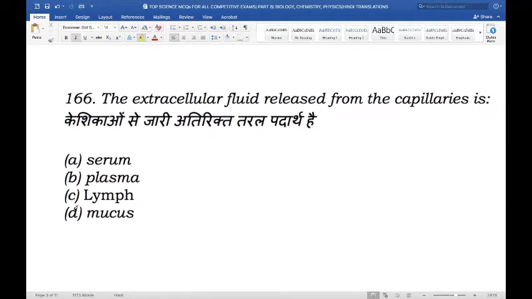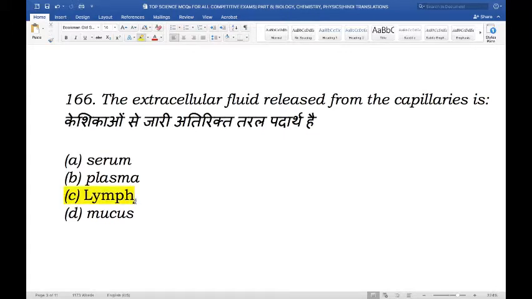Next question. The extracellular fluid released from the capillaries is it A, serum, B, plasma, C, lymph, or D, mucus? So the extracellular fluid released from the capillaries is C, lymph. So remember, lymph is a clear to white liquid that is made out of white blood cells and lymphocytes, which eliminates bacteria in blood and drains excess fluid from extracellular space back into the blood.